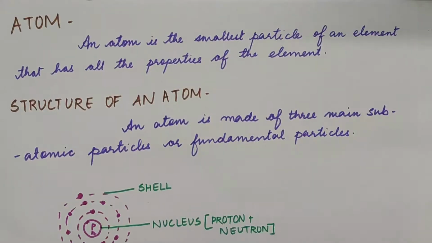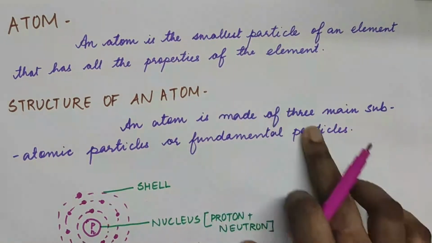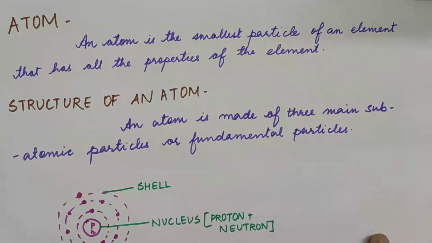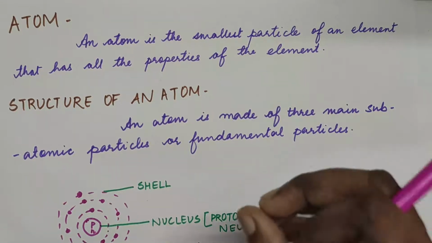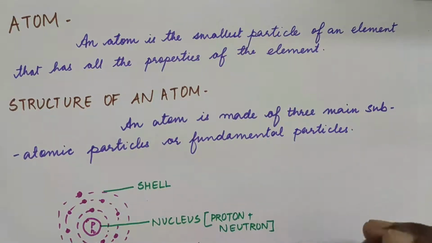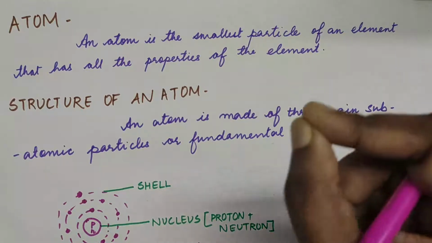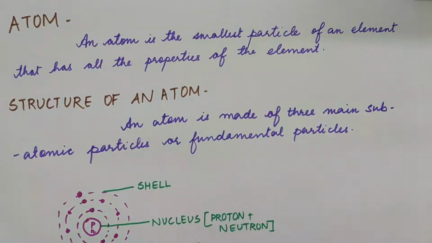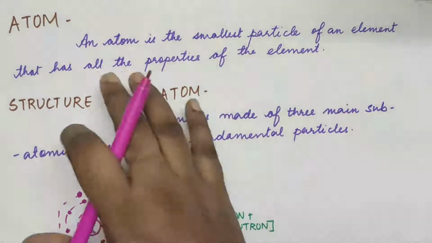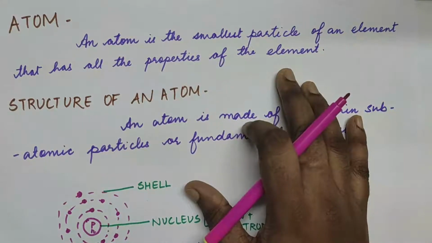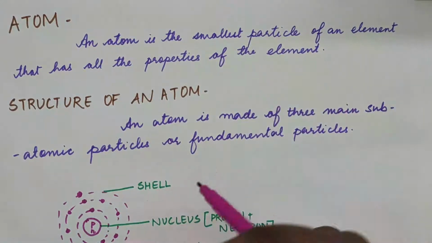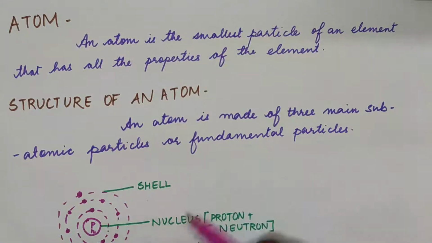So how do I define an atom? An atom is the smallest particle of an element that has all the properties of the element. As in the example of gold, if gold is broken down, I get nothing but gold again. So that small particle is also gold. It is the smallest particle of an element that has all the properties of the element. So you can say that elements are made up of nothing but atoms.